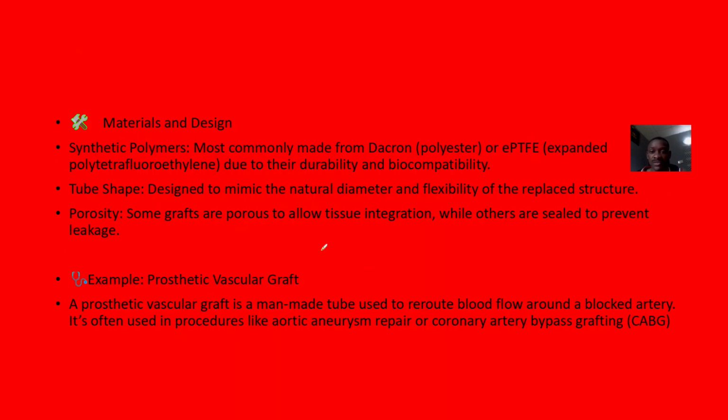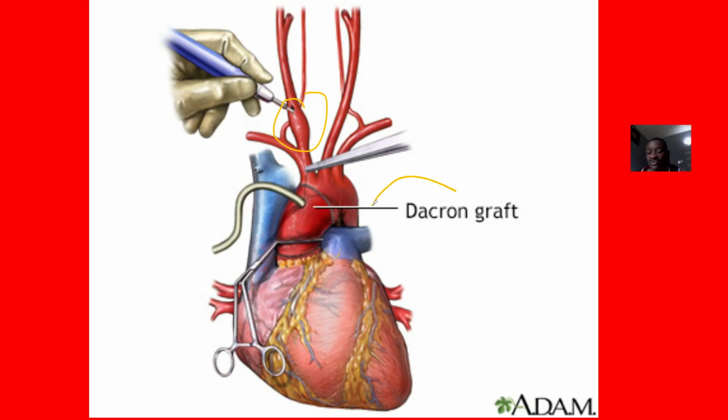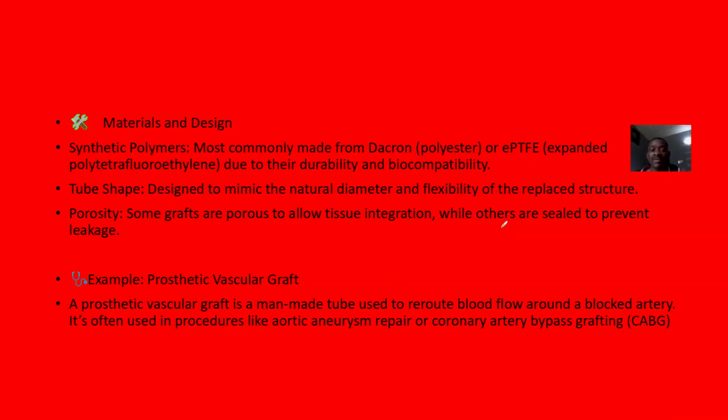So for the different types of materials they use for this, they can use Dacron. That's why I see there's a Dacron graft, okay? They can use Dacron materials. They can use expanded polytetrafluoroethylene, okay? Due to their durability and biocompatibility, they are very compatible with tissues, okay? Then tube shape. Alright, so they are designed to mimic the natural diameter of blood vessels mostly. Then porosity. So they are porous to allow tissue integration, while others are sealed to prevent leakage.